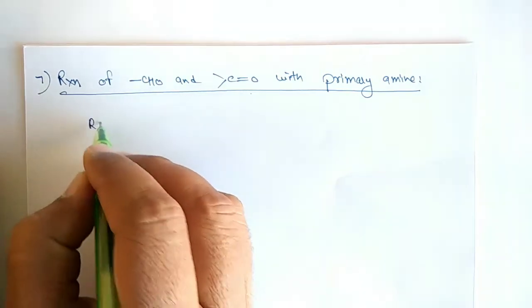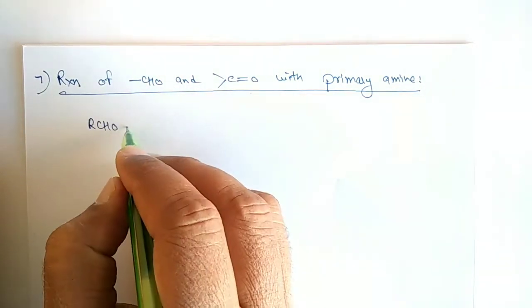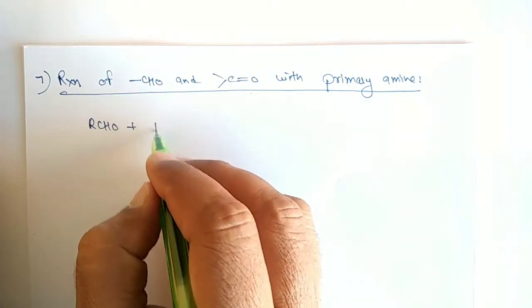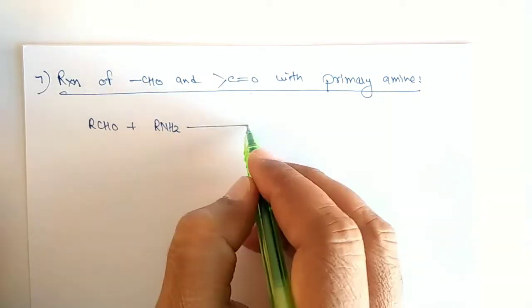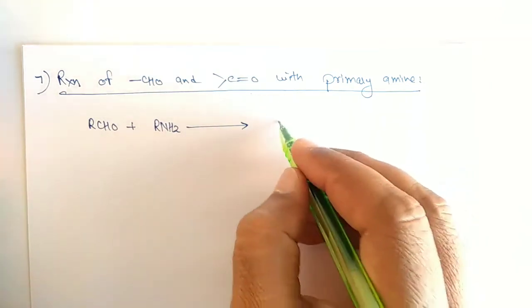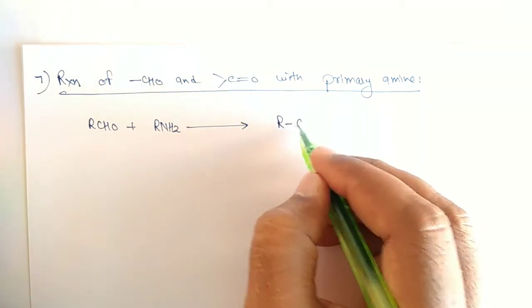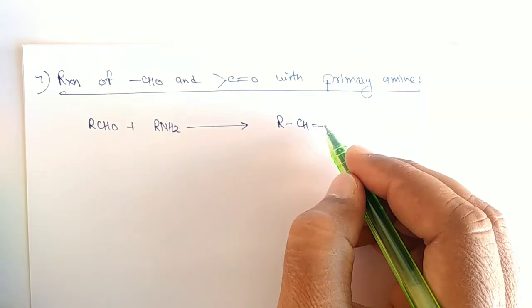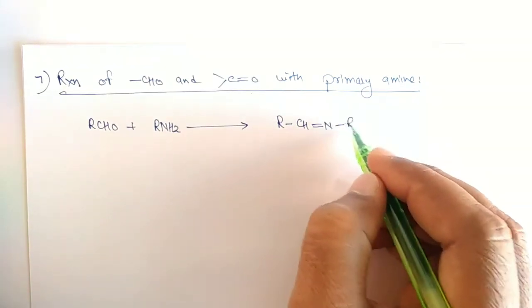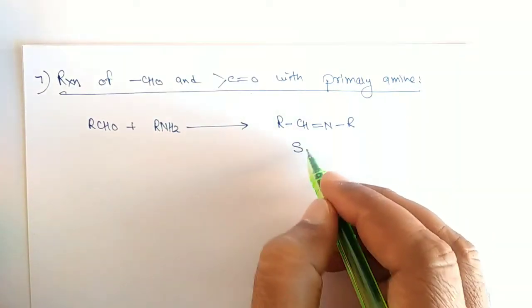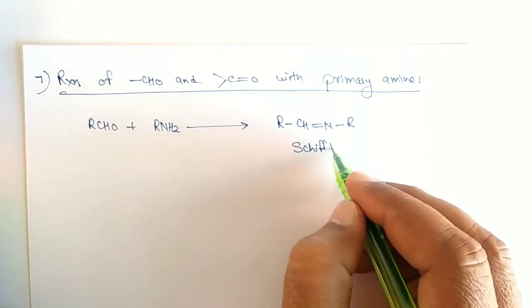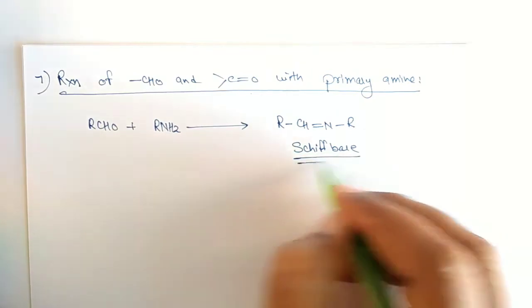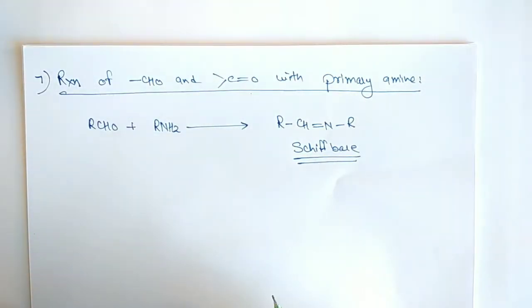So we have here the aldehyde. When it reacts with the amine, this is called primary amine, RNH2. When they combine together, we get here RCH double bond N, and here is R, and this is called Schiff base. So this is an important reaction, how we can prepare the Schiff base.